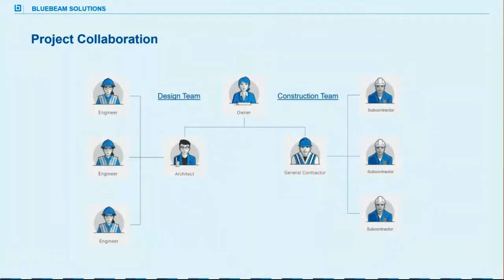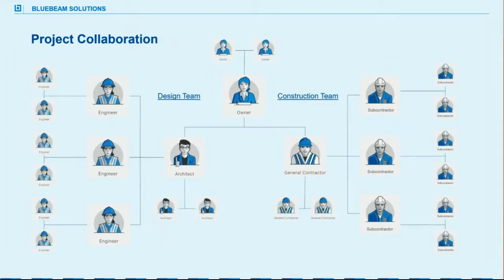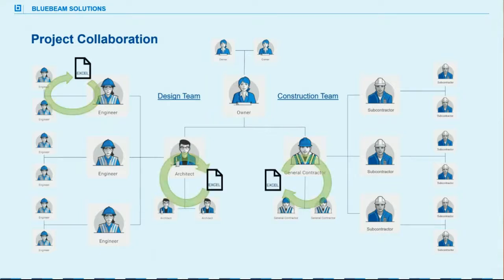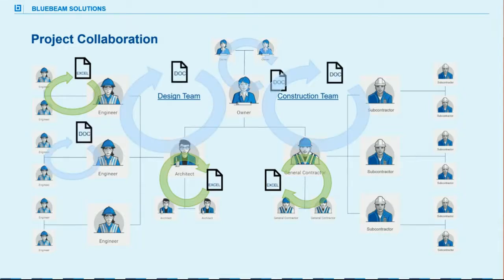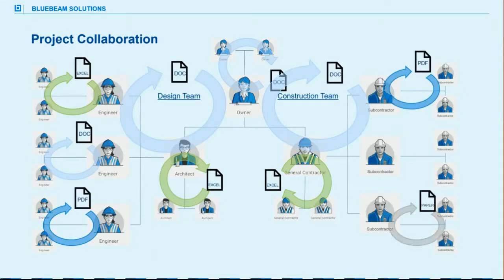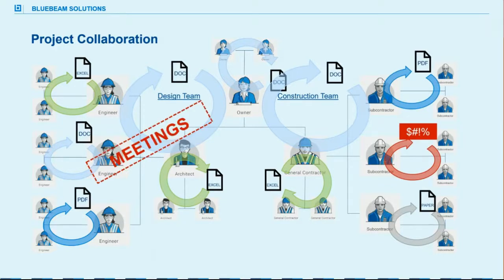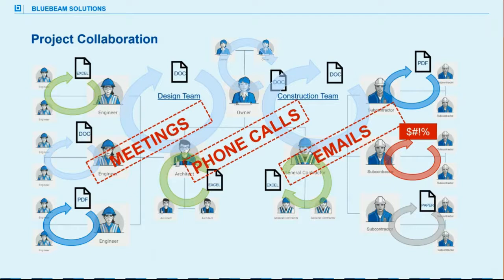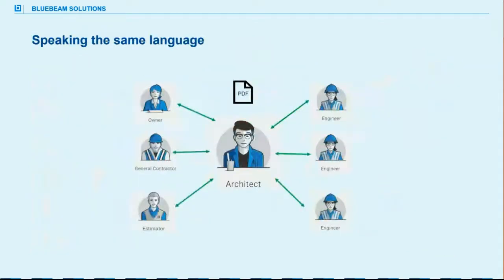Now, first, let's talk about current project collaboration with the owner, the architect, the general contractor involved on a project, and all their teams. With the abundance of meetings and all the different formats and emails and calls and different files exchanged between all the individuals, you can imagine this can start to lead to a lot of frustration. Now, with all the meetings, phone calls, and emails, that's a lot of information that's being exchanged between all the individuals on any given project. What if there was a way to speak the same language?